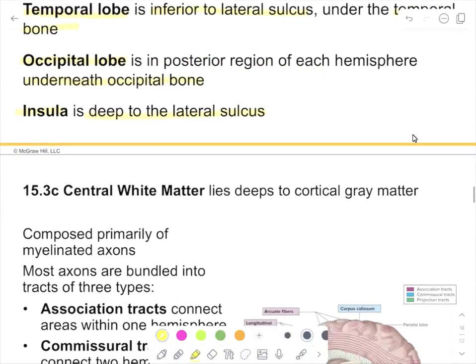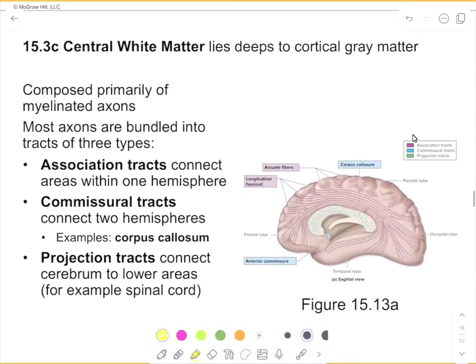Within the brain lies central white matter, and that's deep to the cortical gray matter. And there are three different types of white matter. Again, we know that it is white matter because they are myelinated axons. So those axons are bundled into tracts of three different types. A tract is referring to bundled axons.